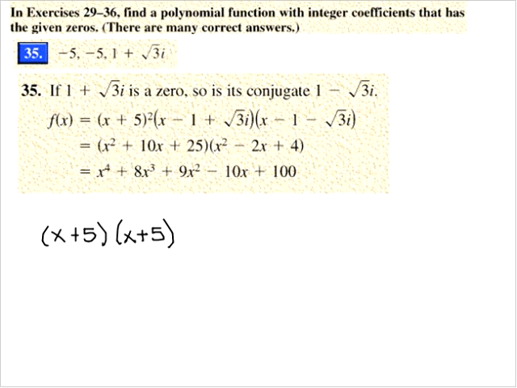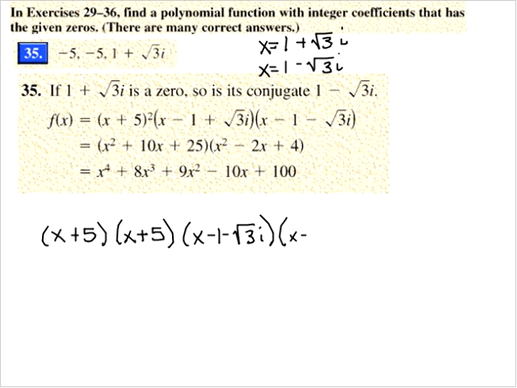I also have 1 plus the square root of 3i. So that's x equals 1 plus the square root of 3i. Remember, the conjugate is also a 0, so I'd have 1 minus the square root of 3i also. Now, to get those into linear pairs, remember we'd have to subtract 1 and subtract the square root of 3i. And then we have to subtract 1 but add the square root of 3i.